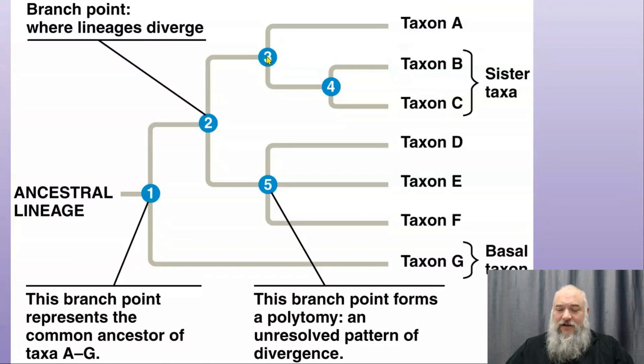Okay. To find the connection between these guys and D, E, F, we got to go all the way back to here to find that common ancestor. So that's even further back. So they are related. Okay. At that point, we can come over here and find these 3.